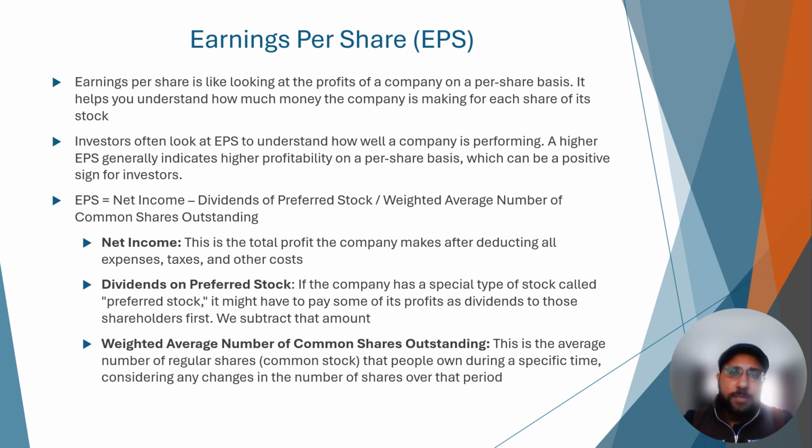So preferred dividends are subtracted from net income to arrive at the earnings available to the common shareholders. It is typically disclosed in the footnotes of, or usually the income statement. You will naturally tend to find it.